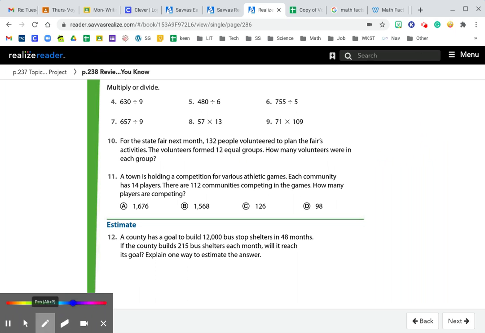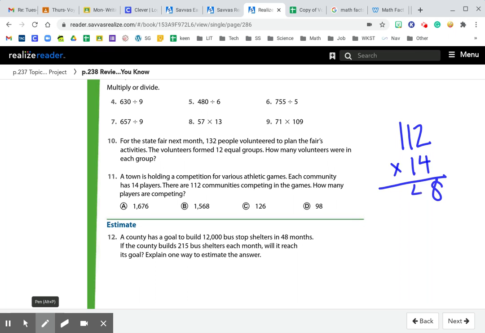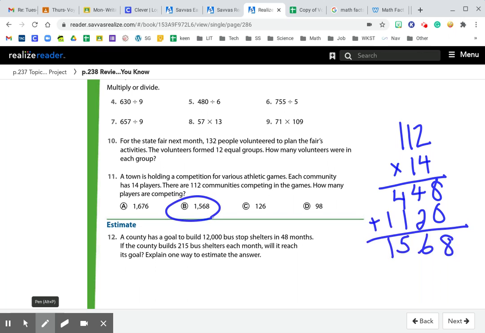Next one, a town is holding a competition for various athletic games. Each community has 14 players. There are 112 communities competing in the games. How many players are competing? 112 times 14. 4 times 2 is 8. 4 times 1 is 4. 4 times 1 is 4. And with the 14, we're distributing the 10 now. Put a 0 down. 1 times 2 is 2. 1 times 1 is 1. 1 times 1 is 1. And I've got my answer is B.